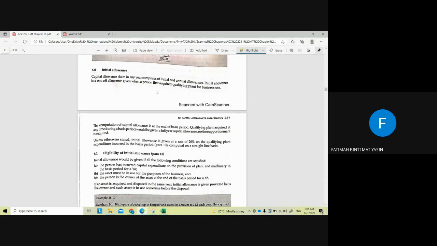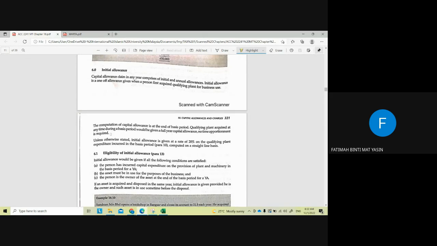Okay, so for this initial allowance, the rate is 20%. The rate is similar for all types of asset. It is 20%. The computation of capital allowance is at the end of the basis period. Qualifying plant acquired at any time during the basis period will be given a full year capital allowance. No time apportionment is required.